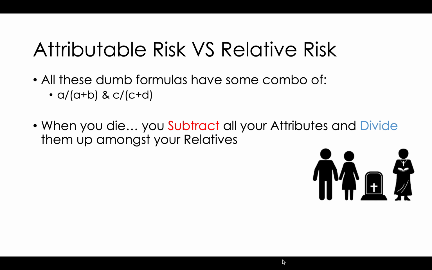Odds ratio, this one's pretty easy. If you just think you cross out or you X out the odds, then you can remember this formula pretty easy. So it's A times D over B times C. So just remember you cross out the odds.